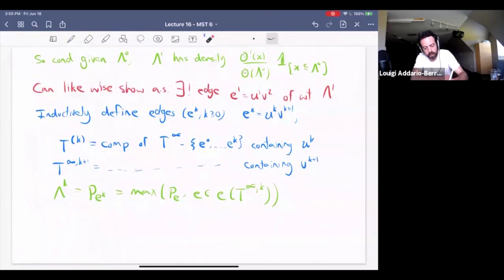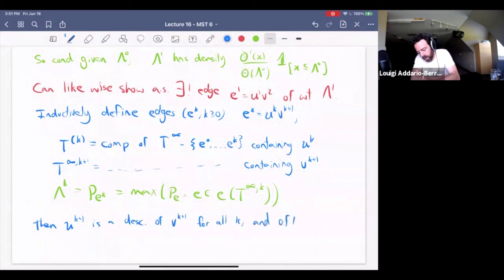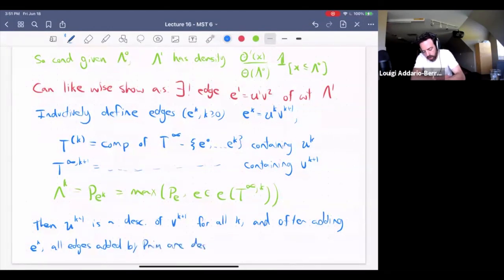Okay, so this construction itself, the description of T infinity that we've given here, tells us that UK plus 1 is a descendant of VK plus 1 for all K. And then after adding EK, all the edges added by Prim are descendants of VK plus 1, and so this implies one-endedness.